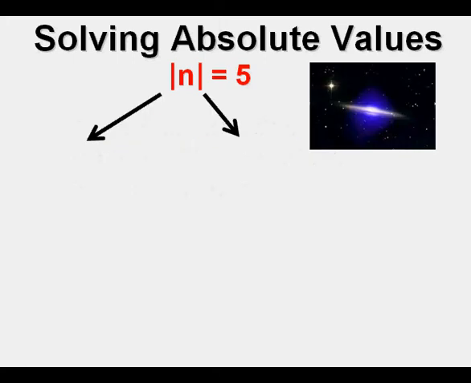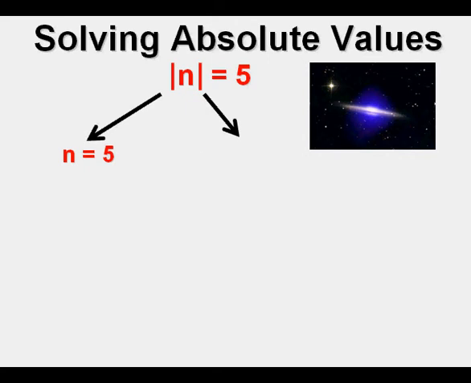This is where we get to the alternate universe explanation. Since there are 2 possible outcomes, we need to divide it into 2 separate equations. The first equation is the easy part. It's just n equals 5, so that one's already solved for us.